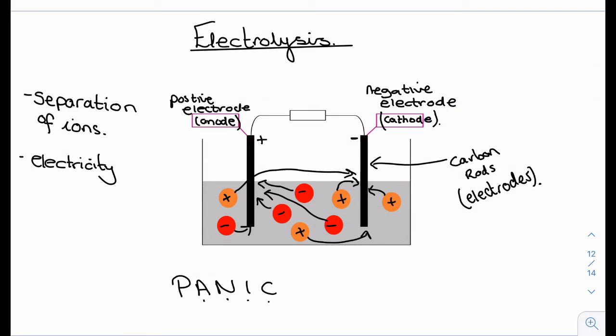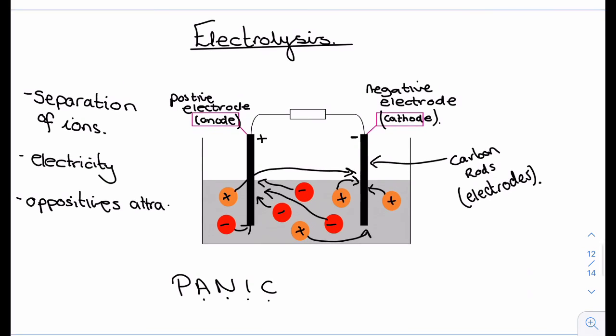So opposites attract. So our positive ions are going to be going over to the negative electrode, which is also known as the cathode, whereas our negative ions are going to go over to the positive anode, or the positive electrode. So opposites attract during this reaction.